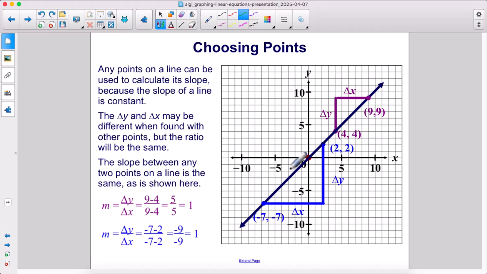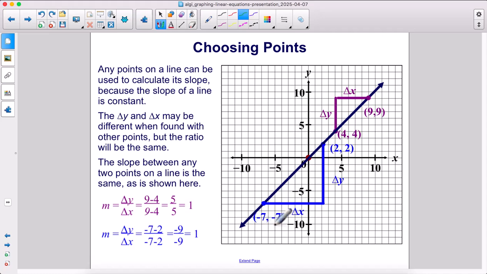Any points on a line can be used to calculate its slope because the slope of a line is constant. The change in y and the change in x may be different when found with other points, but the ratio will be the same. The slope between any 2 points on a line is the same, as shown here.